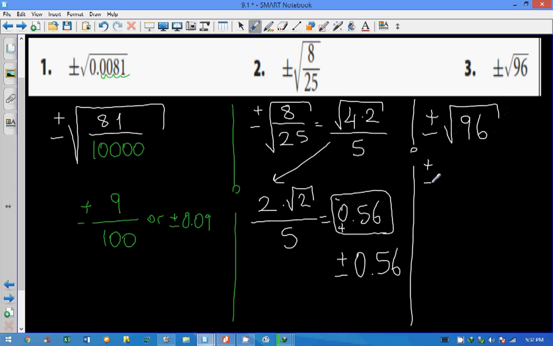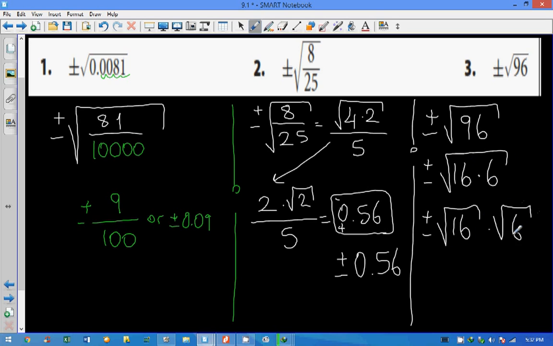So last question, plus minus root 96. It can be written as root 16 times root 6. So plus minus root 16 times root 6. Root 16 is equal to 4, so it is 4 times root 6. This is the final answer.